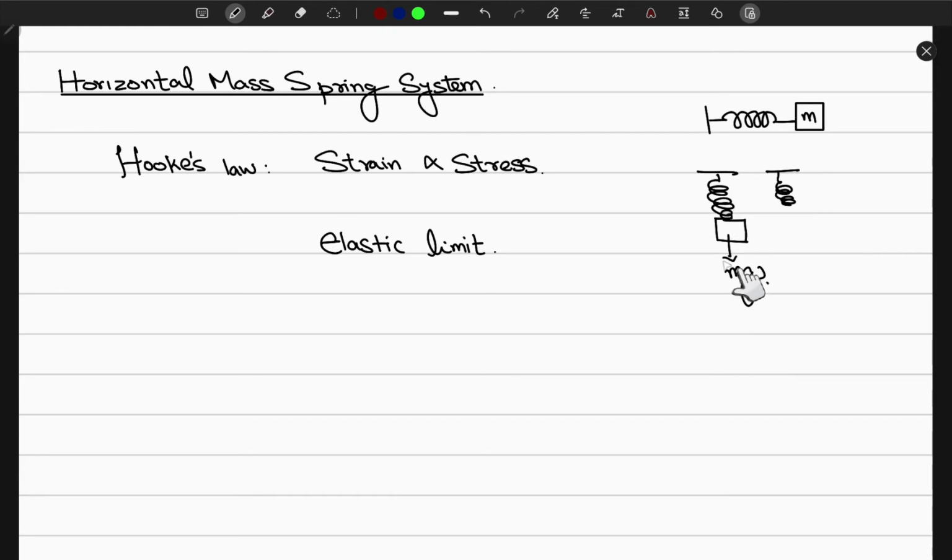But what happens if the mass is too heavy? So for example, you attach some big mass to it. In that case, what could happen is that when you release this mass, when you remove this mass, the spring might look like this. So it's not coming back to its original position. So basically, at this point, the elastic limit has been crossed, and strain was not directly proportional to stress in this case, and hence the spring could not go back to its original position.